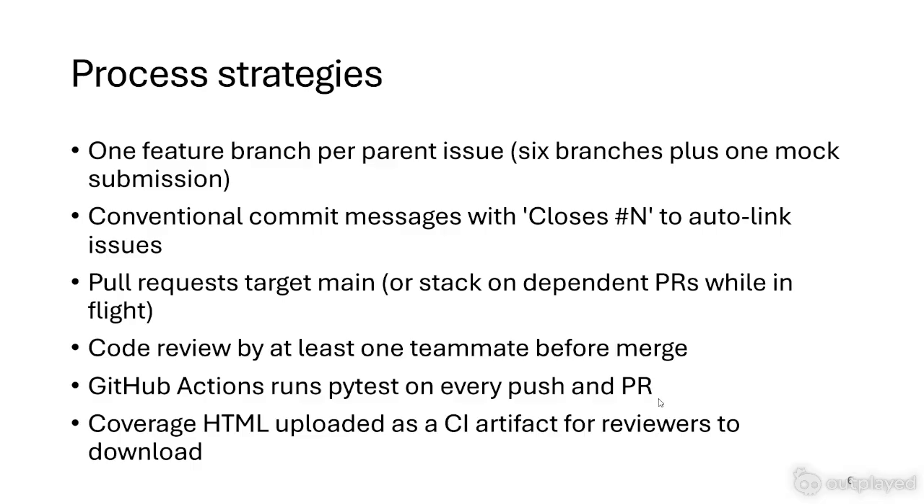There was a conventional commit message with closes to auto-link issues that we learned earlier this semester. Pull requests were against the target main. We would stack dependent PRs on top of each other so that they would merge in sequentially once they were reviewed. Overall, code review was done by one other team member. The GitHub Action would run the PyTests on every push to main, and then our coverage HTML was uploaded as a CI artifact for the review.